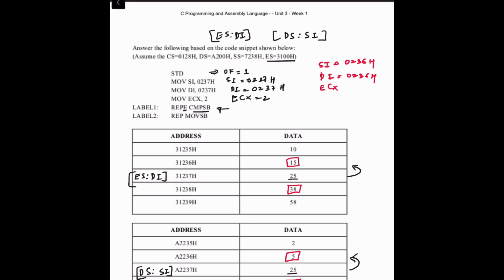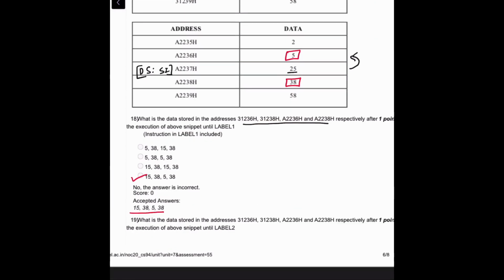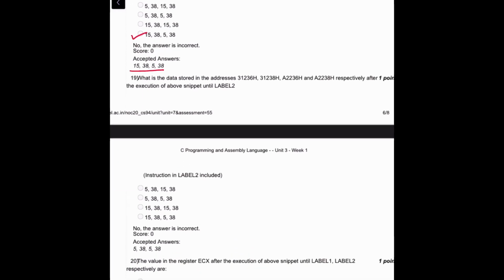ECX, since it's auto decremented by 1 and it finishes there, ECX is equal to 1. So this is the current set of values. Okay, so now let's go to question 19. What is the data stored in these addresses respectively after the execution of the above snippet until label 2?